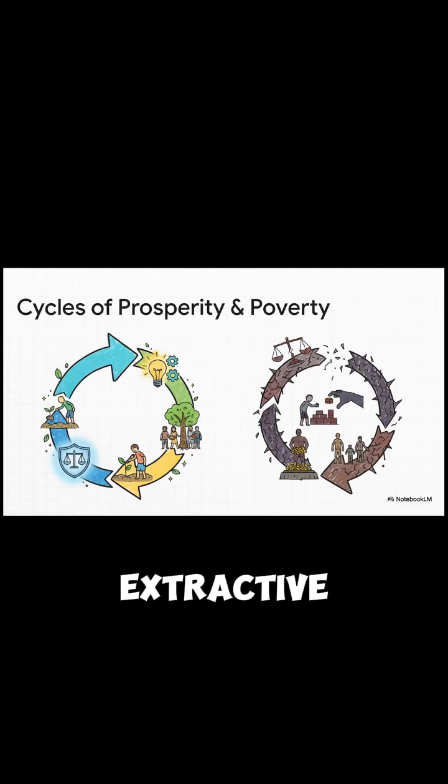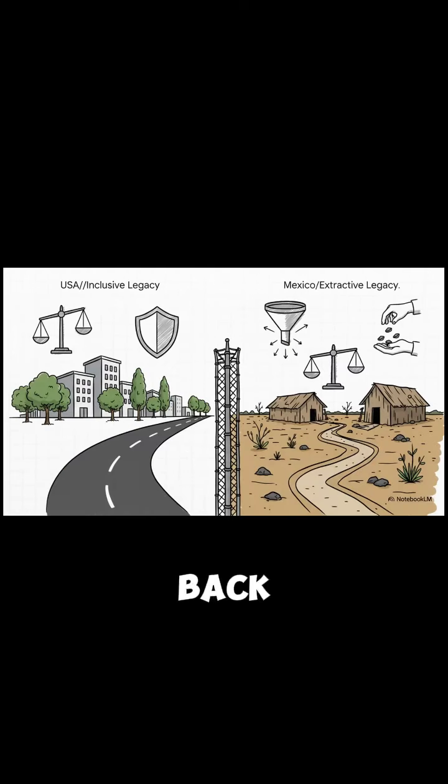But in an extractive system, a vicious circle, that trust is gone. Corruption is everywhere. So you operate in the shadows, in the informal economy. Why would you innovate if someone powerful can just come and take it all away? Wealth gets stuck at the top, and the cycle of poverty just keeps on spinning. Which brings us right back to where we started. That fence in Nogales, it's not just separating two countries. It's a real, physical line in the sand that marks two profoundly different paths, two different institutional rulebooks forged over hundreds of years.